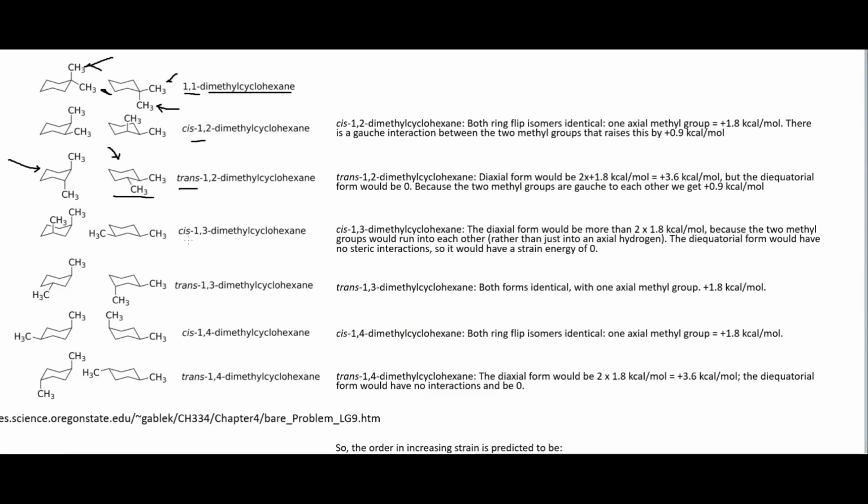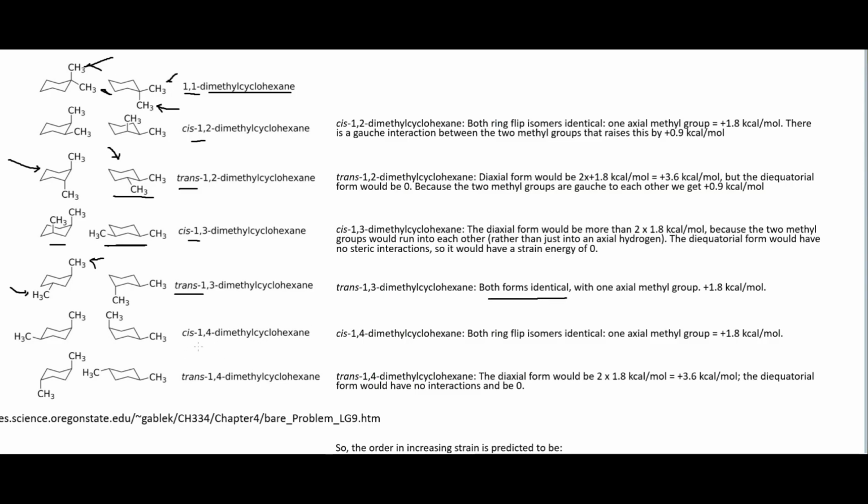Where with the 1,3, as we saw with the cis, we can have both in the equatorial or both in the axial, and so the one with both in the equatorial is going to be much more favored. Then when we have the trans 1,3 here, we're always going to have one in the axial and one in the equatorial. And so neither one of those is going to be favored. So both forms are identical.